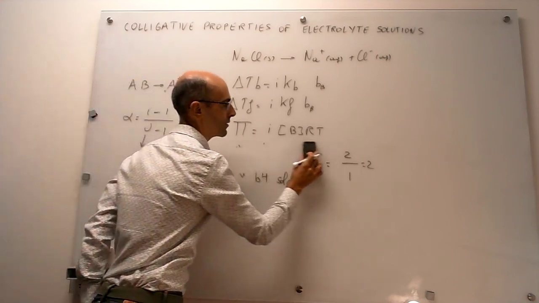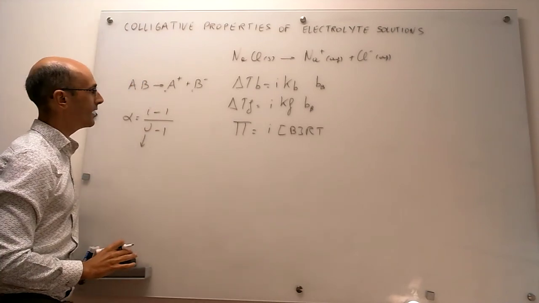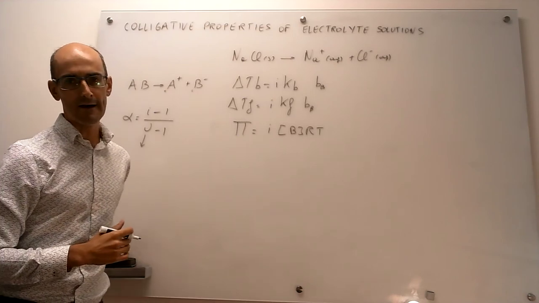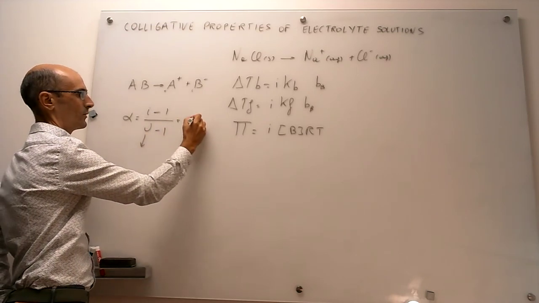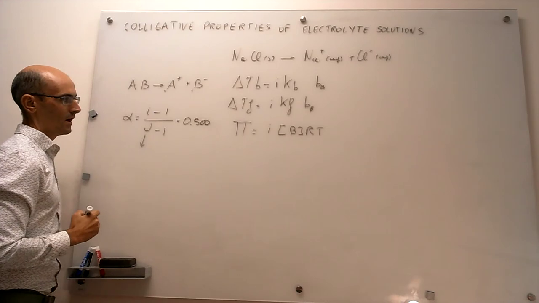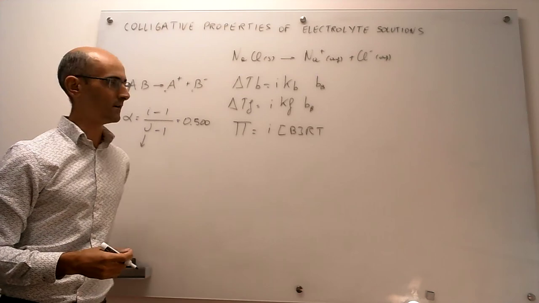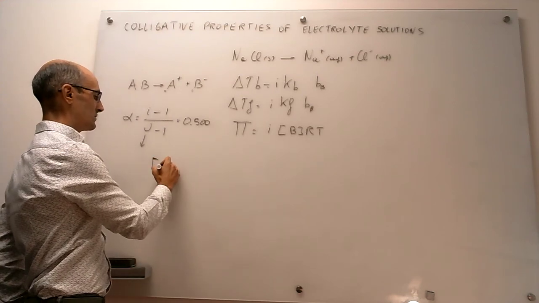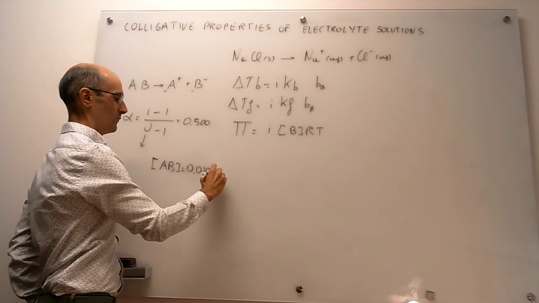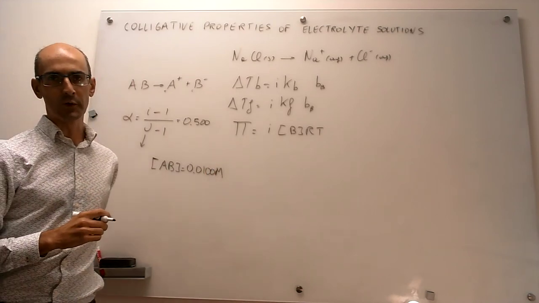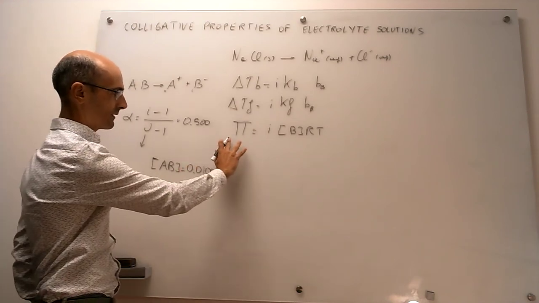We're going to calculate what the osmotic pressure would be for salt AB that is only 50% dissociated. This degree of dissociation then would be 0.5. So the salt is only 50% dissociated. And then the molar concentration of that salt, this AB, will be 0.0100 molar. And then the question is, what would be the osmotic pressure that this type of electrolyte solution gives rise to?